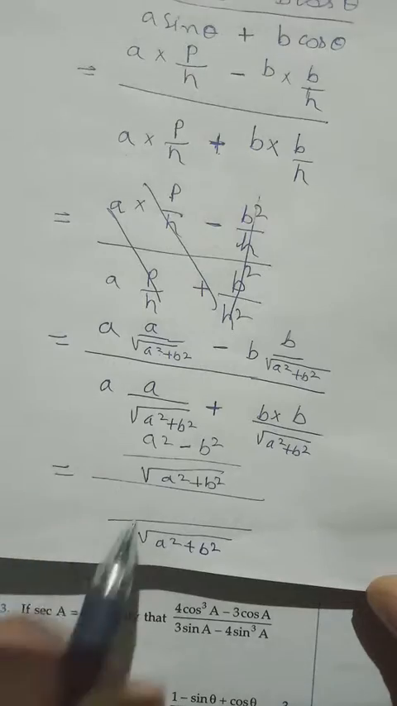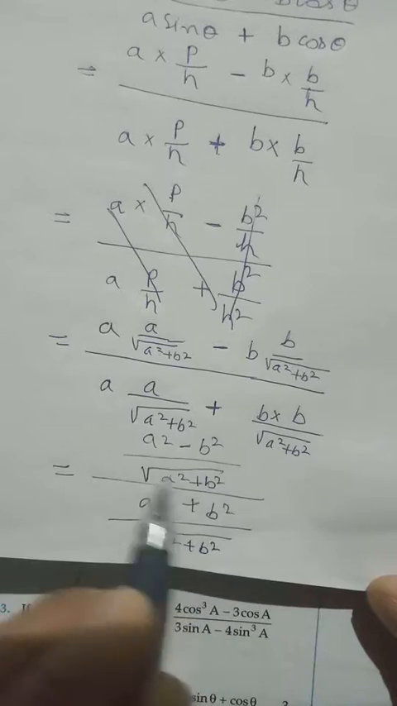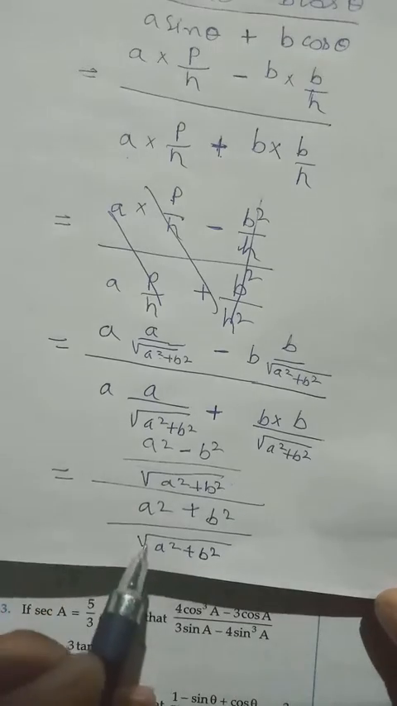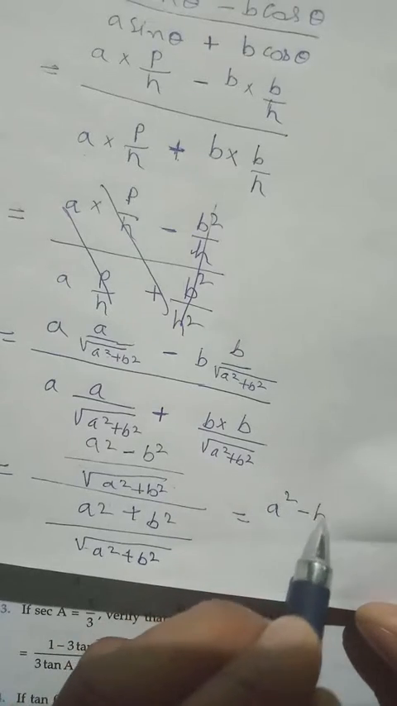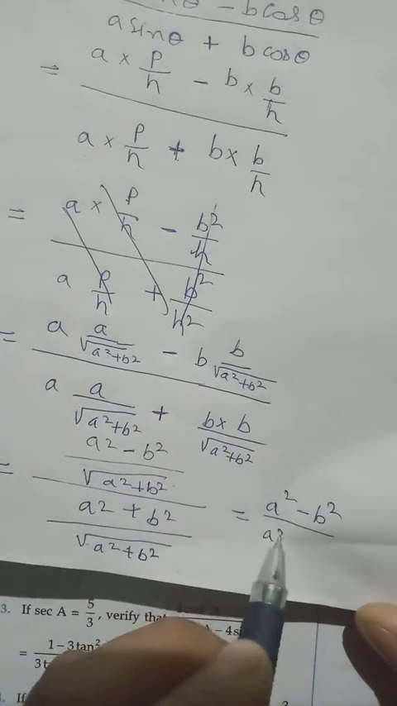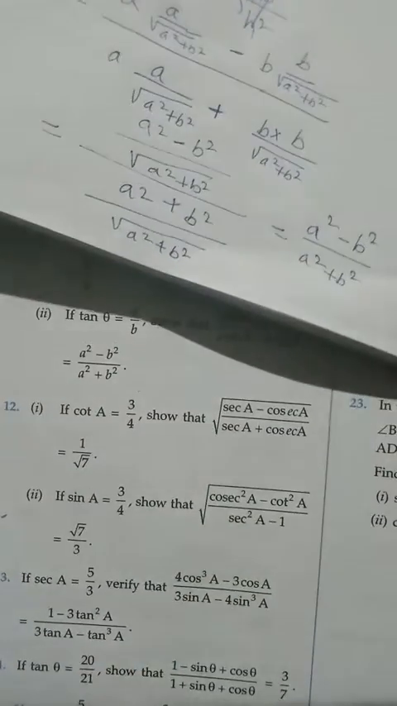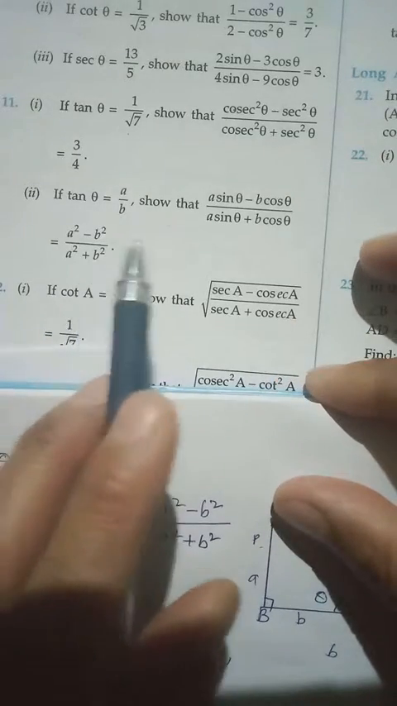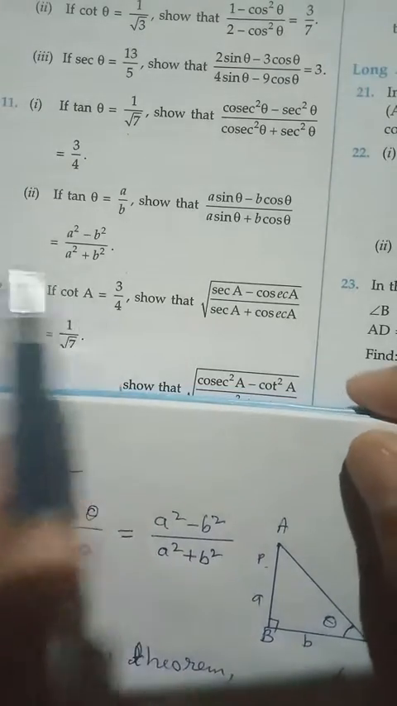Then here a into a square, b into b square. So here we have the denominator a square root of a square plus b square. Here also we can cancel, so we are left with a square minus b square, then down a square plus b square. Then if we check, it is equal to the right hand side, because the right hand side is given to be a square minus b square by a square plus b square. Okay, so we proved what they want.